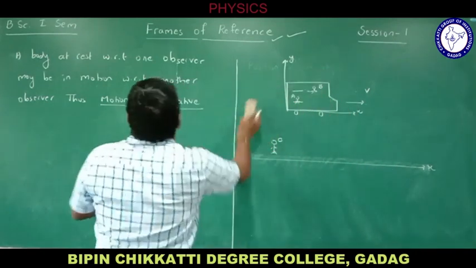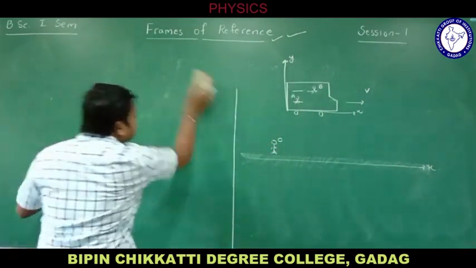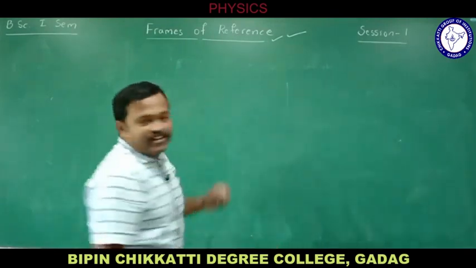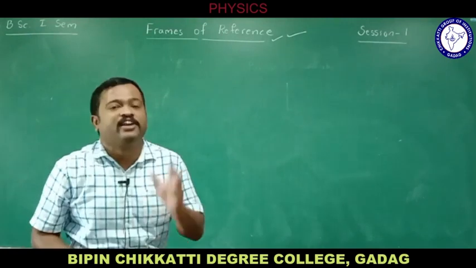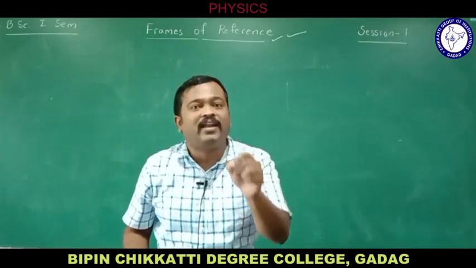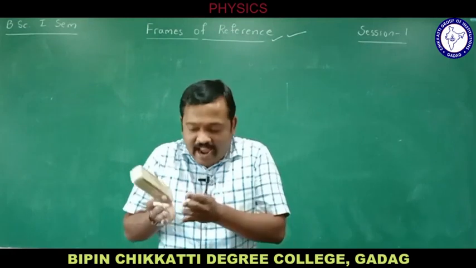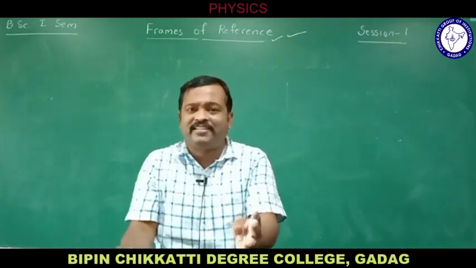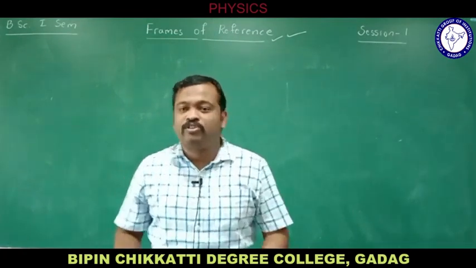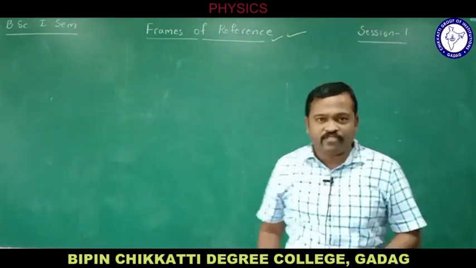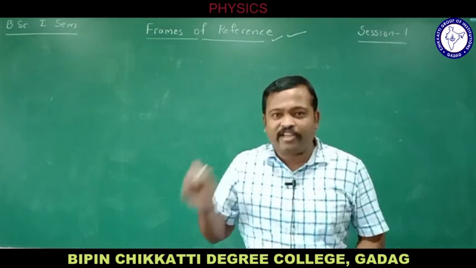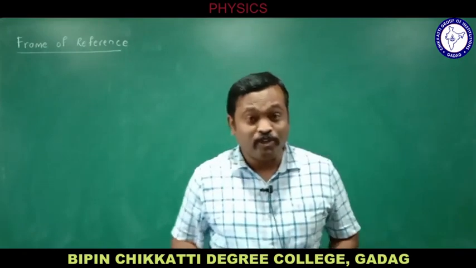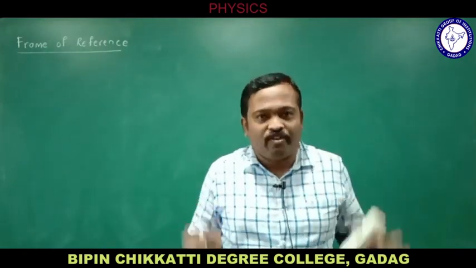If you understand with which frame we are considering, that frame we call the frame of reference. For example, the frame of reference requires the coordinates as well as time, because at which time where is the object. If I combine both the coordinates and time, I will be getting the frame of reference. Now let us move on to the meaning of frame of reference.